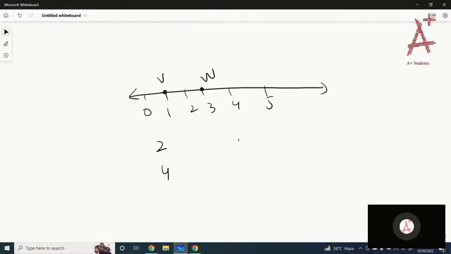Yes, good. 2 is the correct one because when you add the coordinates, 3 plus 1 is 4 and 4 divided by 2 is 2. Very good. Move on to the next one.